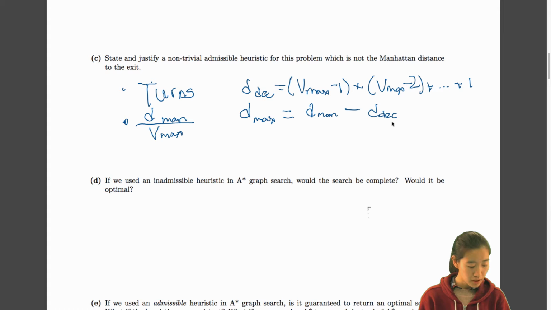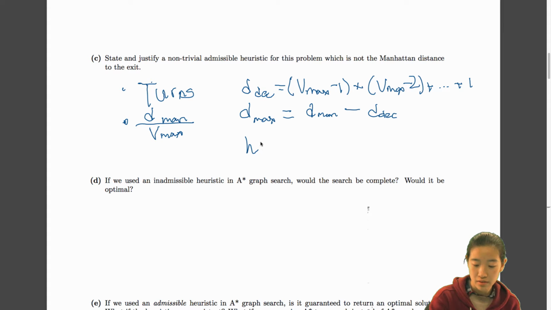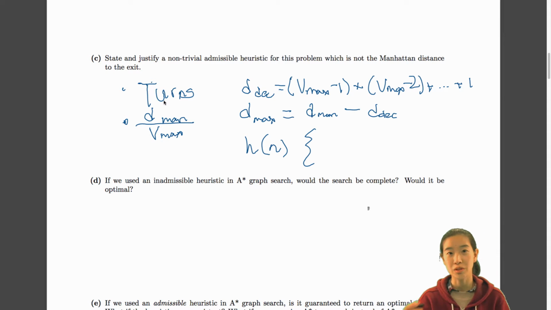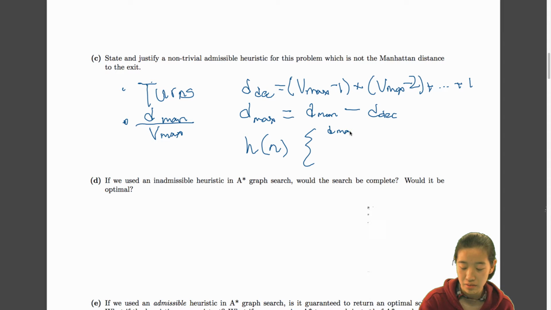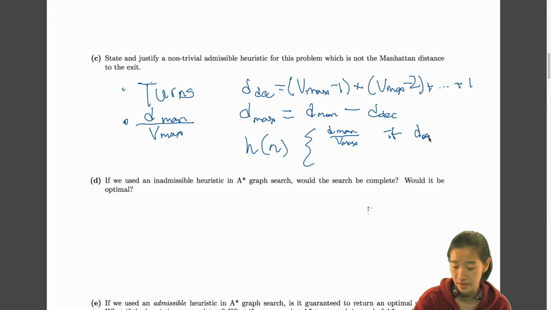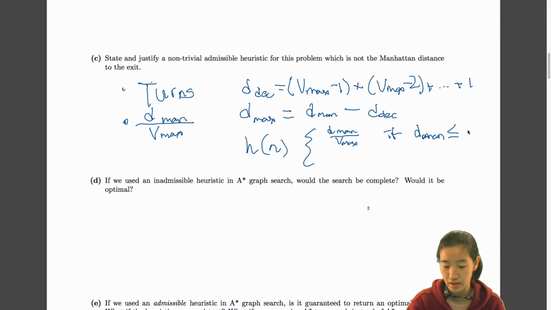So then our heuristic becomes: we have a situation where if it's not far enough, then we're just going to keep it at the Manhattan distance divided by Vmax. And this is if the Manhattan distance is less than or equal to the deceleration distance.